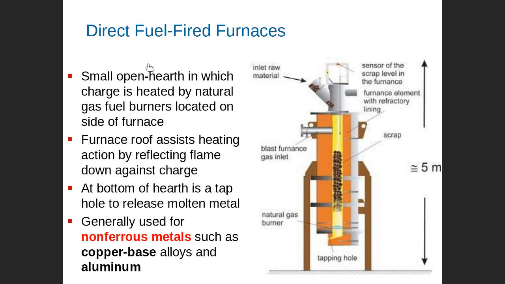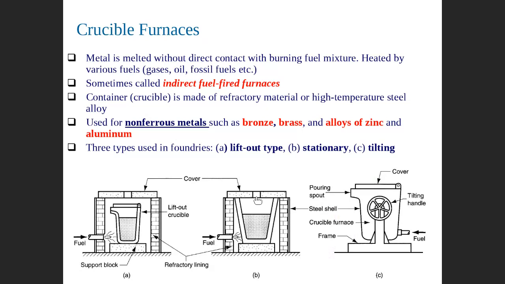This one we call the direct fuel furnace, and this is mainly for non-ferrous material, such as copper-based alloys and aluminium. No coke is used here. So it is usually used for copper and aluminium.